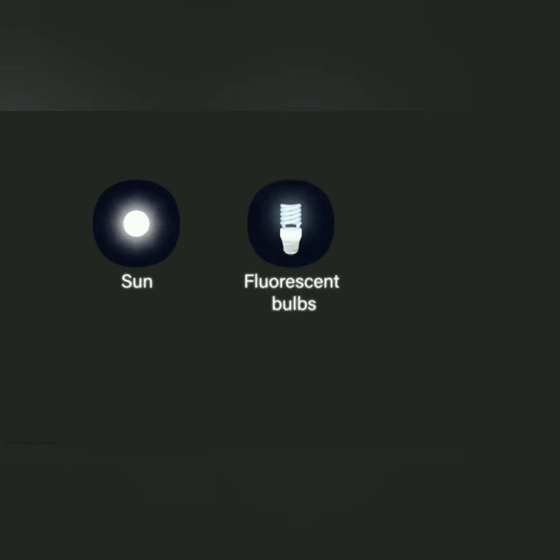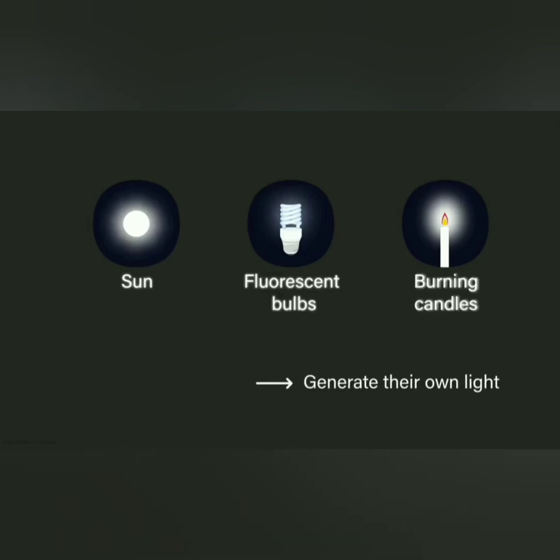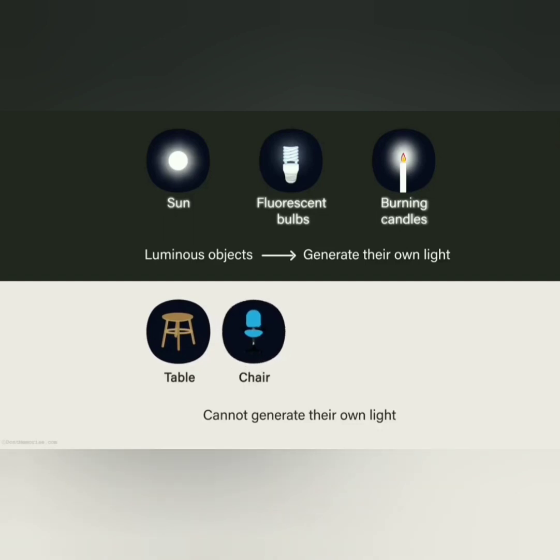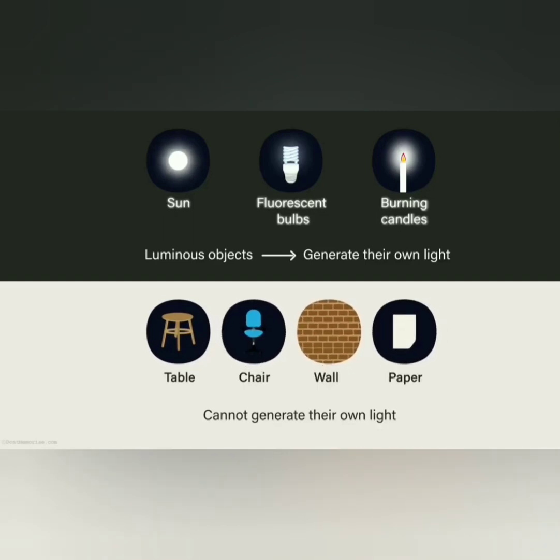Some objects can generate their own light. For instance, the sun, the fluorescent bulbs, burning candles can generate their own light. The objects which generate their own light are called the luminous objects. Almost all of the objects that we come across cannot generate their own light. The table, a chair, wall, paper are few of such examples. Such objects are called as non-luminous objects.